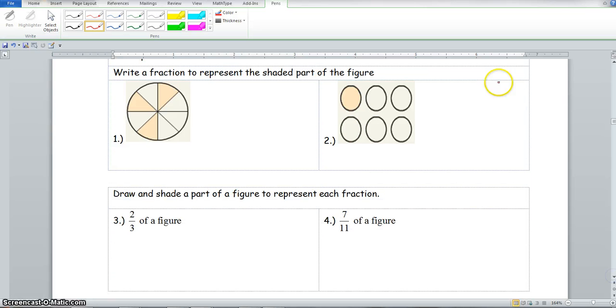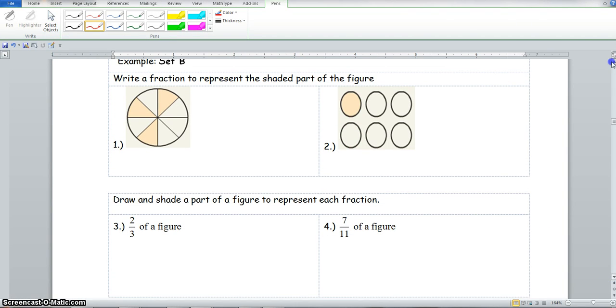Now it says write a fraction to represent the shaded part of the figure. So first of all, let's do this. The numerator will be the shaded parts, which is 3. The denominator will be all of these added together. So that'll be 8. So your answer here would be 3/8.